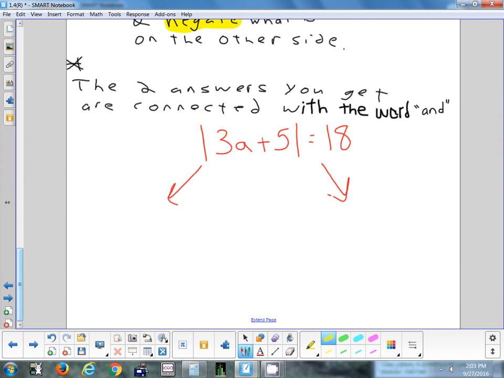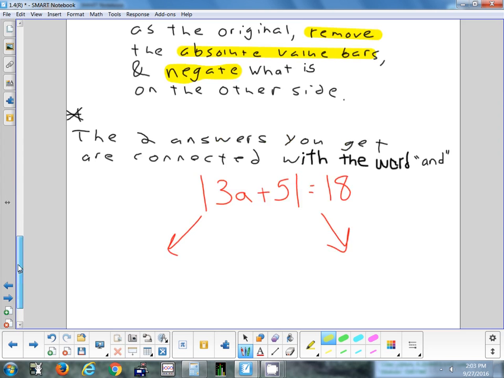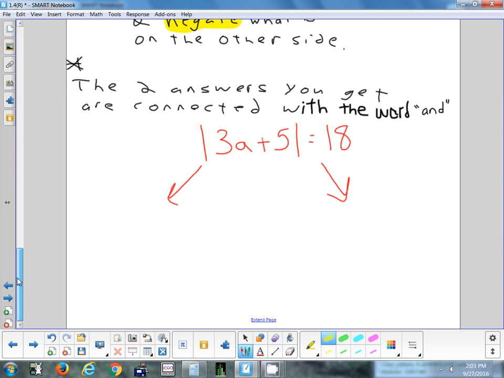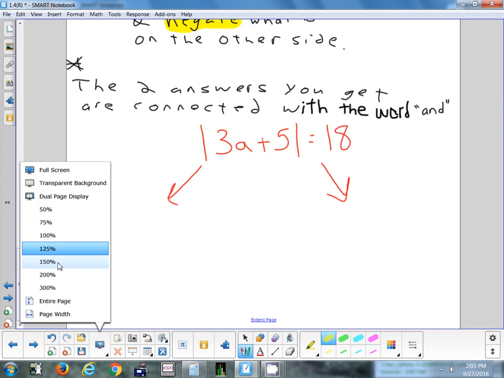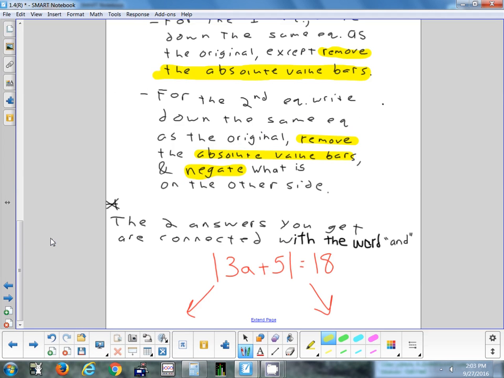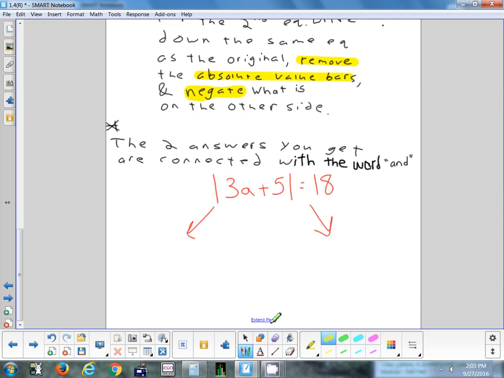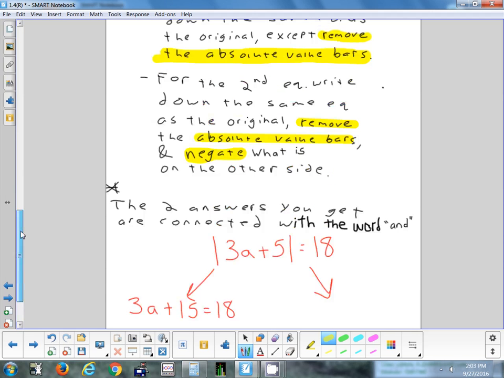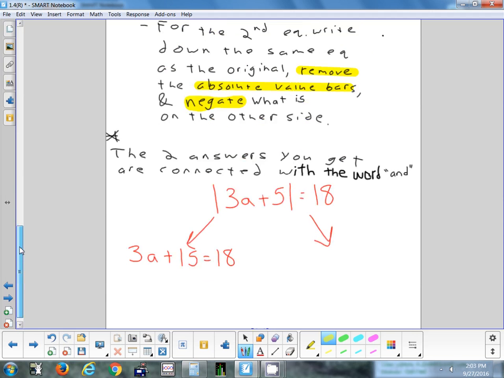The first one is just going to be the original problem with no absolute value bars. So Jordan, I want to write the same exact equation just with no absolute value bars. What would I write here? 3a plus 5 equals 18. Exactly. No absolute value bars. I'm all set. Now for the other one, anybody want?